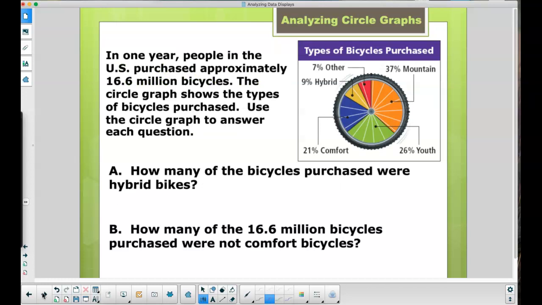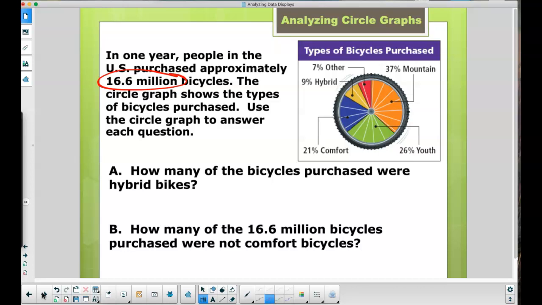In 1 year, people in the US purchased approximately 16.6 million bicycles. Okay? The circle graph shows the types of bicycles purchased. So we have mountain bikes, youth bikes, comfort bikes, that's my kind of bike, the bike that has the big seat so you don't get a sore butt. That's why I hate riding bikes, because you finish and the next day you're like, man, what did I do? My butt hurts, right? A hybrid, I'm not really sure what kind of bike that is.